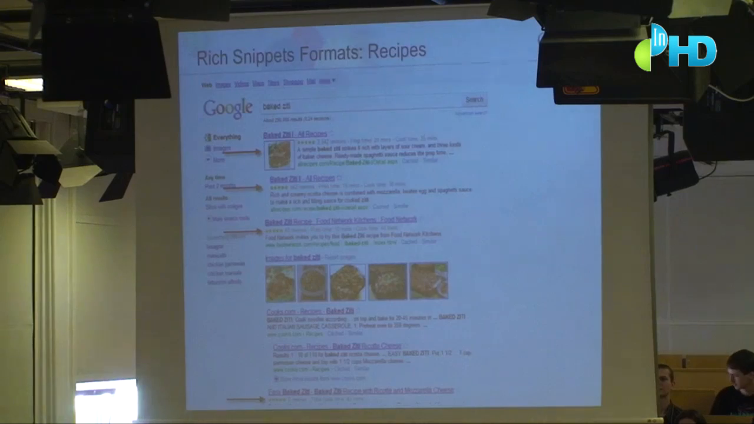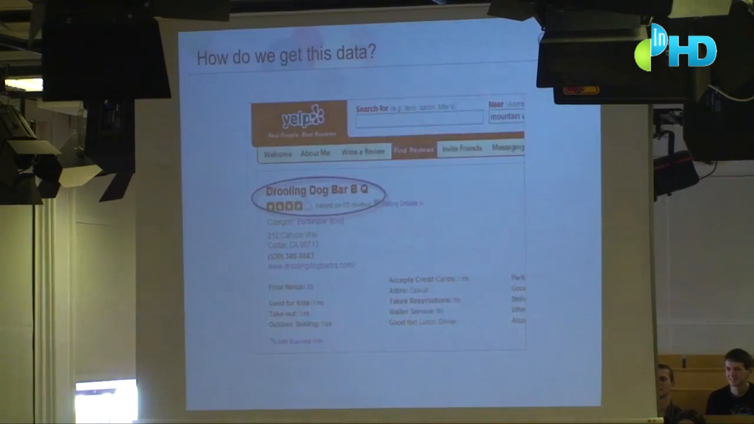And next. We have seen this before. This was just a reminder. So rich snippet formats are also found for recipes. I think we don't need to show it again, but you can see here you have reviews, you have the preparation time, you have the cooking time. You also have sometimes the calories. Yeah. Next, please. So another question is, how do we get this data?